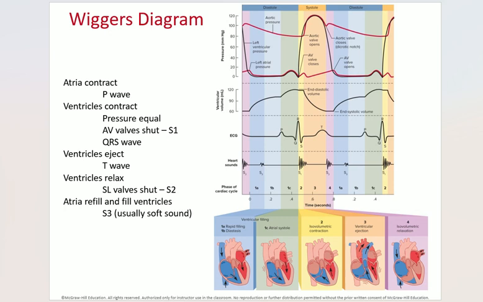All right, so this is a Wiggers diagram. Here we want to look at one section at a time, so this is all happening simultaneously. This is pressure in millimeters of mercury. This is going to be your ventricular volume. This is your ECG, and here we have some heart sounds. And this is all happening in 0.8 seconds, from purple to purple, right? That's going to be the easiest way to think about this.